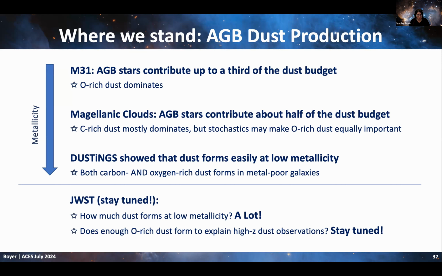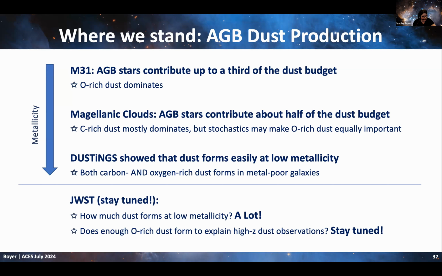We know that a lot of dust is forming at low metallicity, and we're still trying to understand whether or not there's enough oxygen-rich dust to explain these high redshift dust reservoirs. So if you're producing metallic iron grains, does that iron have to come from some population of massive stars that produce supernovae before the AGB stars appeared? Possibly. We're not quite sure.